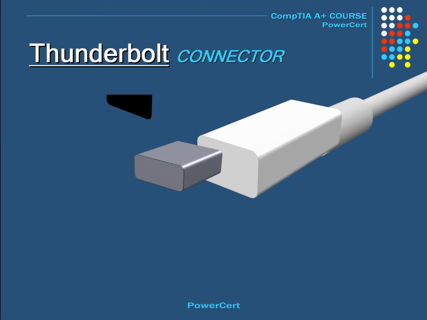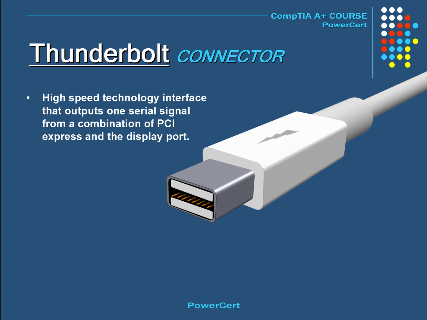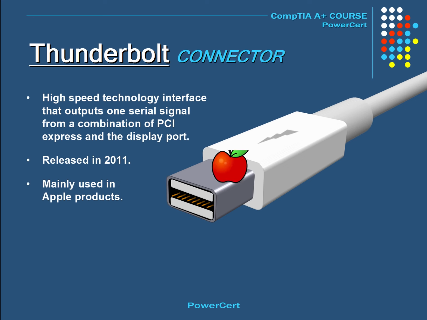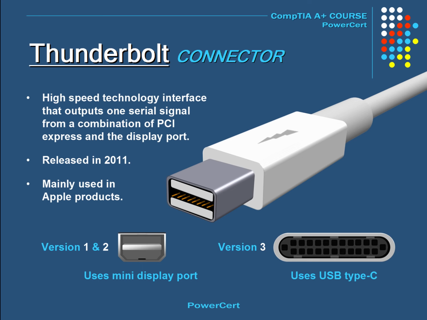A newer type of interface for attaching external peripherals is called Thunderbolt. Thunderbolt is a high-speed technology interface that outputs one serial signal from a combination of PCI Express and the DisplayPort. Thunderbolt was released in 2011 and was mainly used in Apple products, and has now become available to PCs. There are 3 different versions of Thunderbolt. Versions 1 and 2 use the same connector as a Mini DisplayPort, and Version 3 uses a USB Type-C connector.